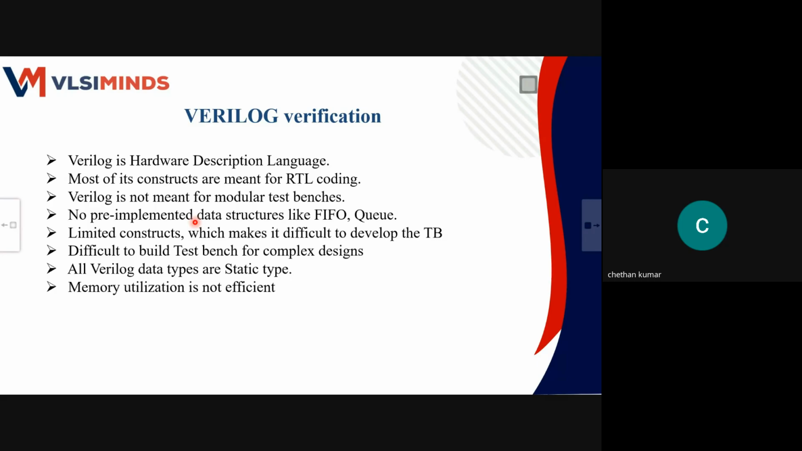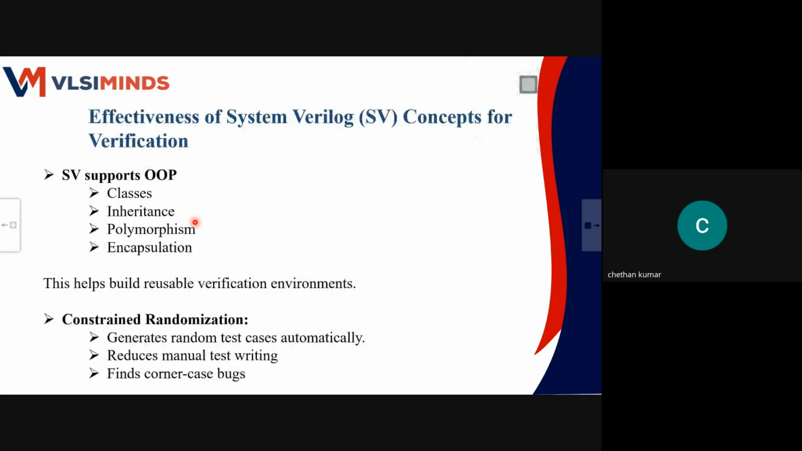It is a good one for RTL coding. For a verification engineer, System Verilog and UVM are very, very useful. Verilog is also useful, but to understand the RTL code. Okay, so verification can be done using Verilog as well, but it is not the effective way. It is not a recommended way. That is why we are moving to System Verilog.